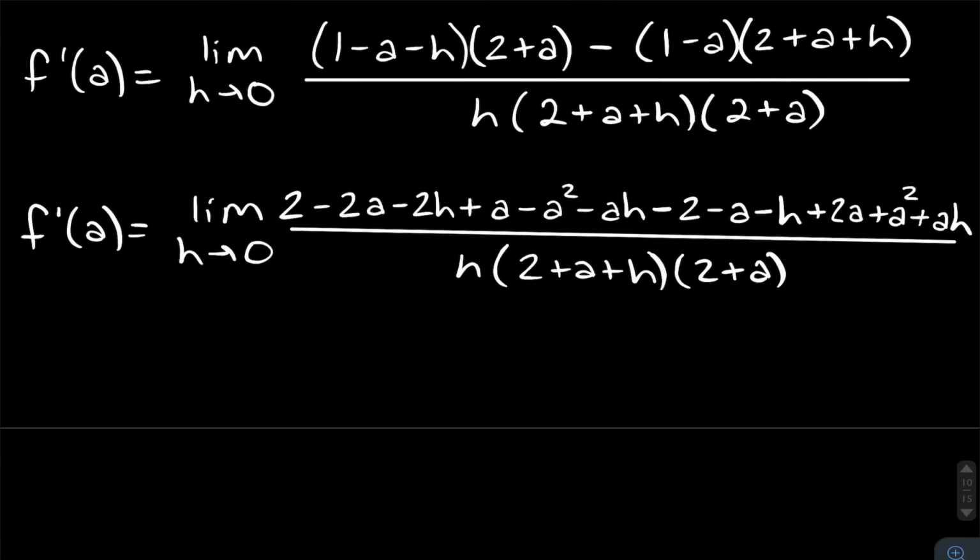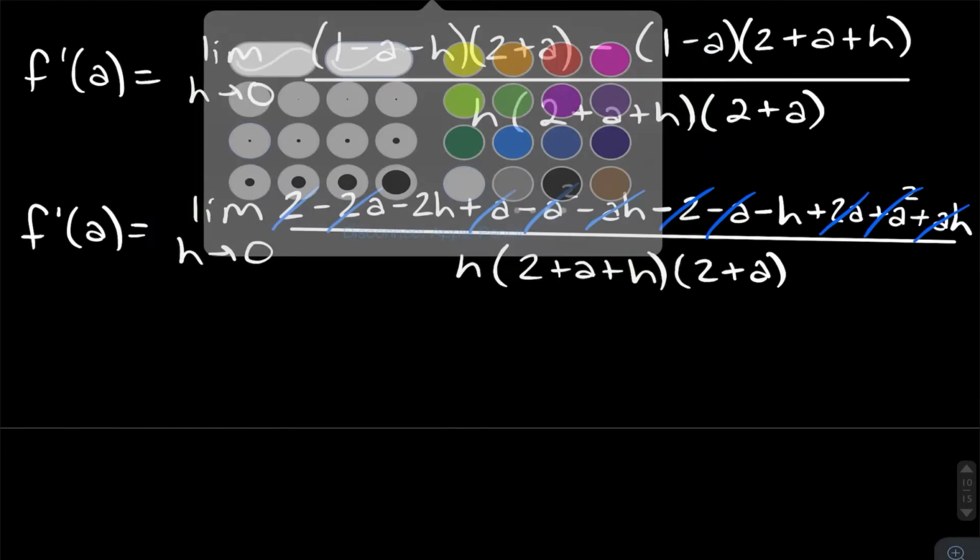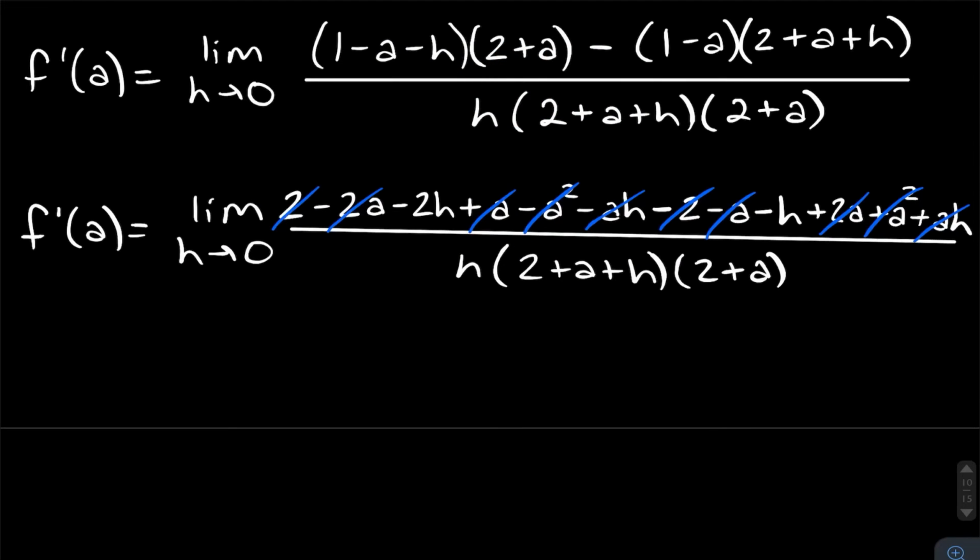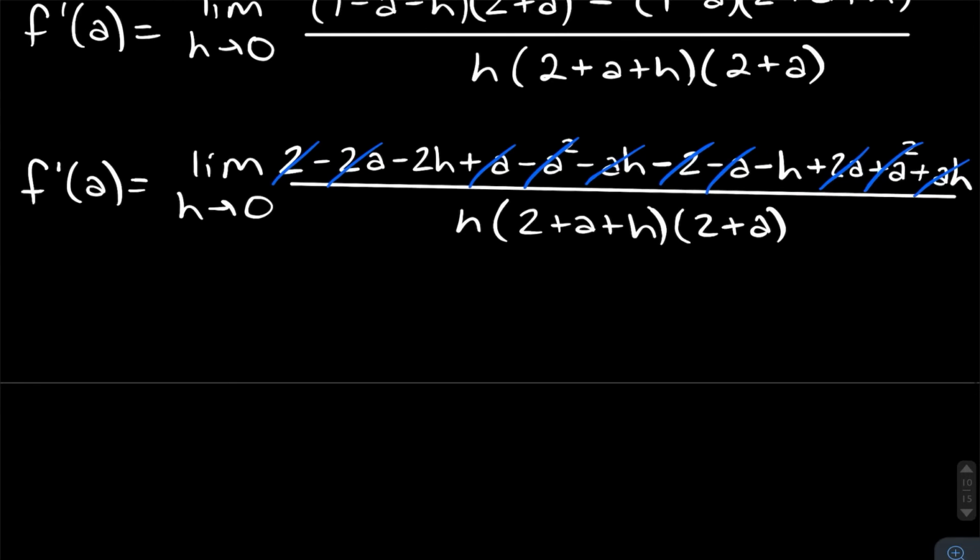Gonna pick out the blue marker here. The 2 cancels with the negative 2. The negative 2a cancels with the positive 2a. Positive a is going to cancel with the negative a. And let's see, is there anything else here? Negative a squared with the a squared. Okay, look at what's left: everything with the h's. Actually, it looks like we have a negative h and a positive ah, so those are going to go away too. Sometimes things with h's are also going to go away. So these two terms are going to combine. We'll get a negative 3h on top.